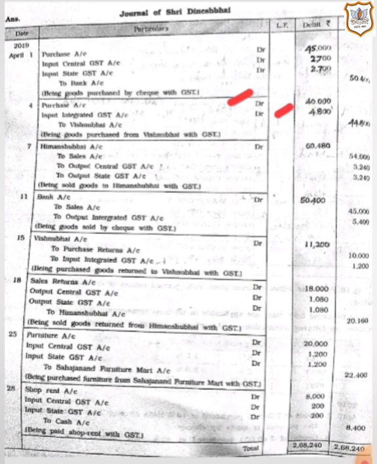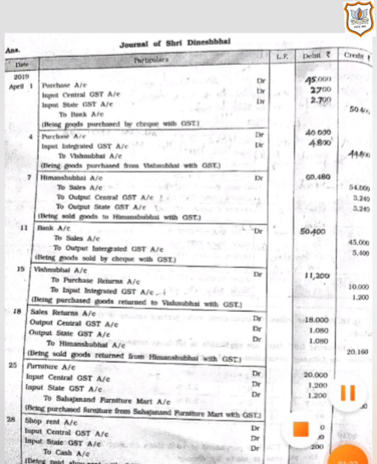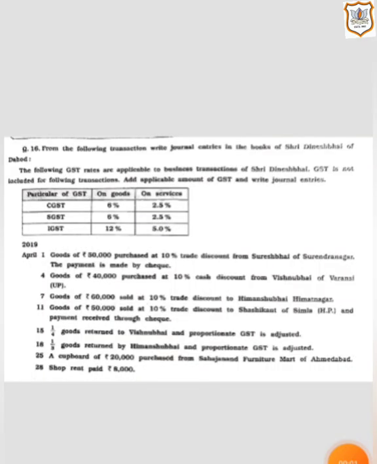Whether it is input CGST or SGST or input IGST, these will be debited as these are prepaid tax. So it is an asset for the business. This is a current asset, so it will be debited. Now let us see the next transaction.